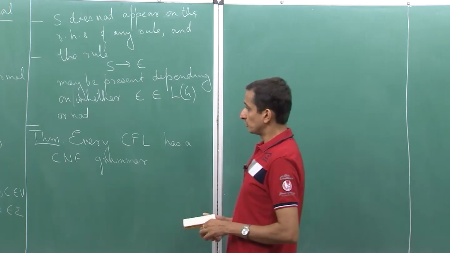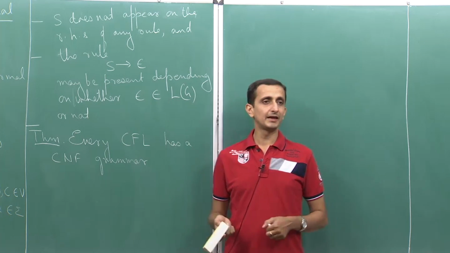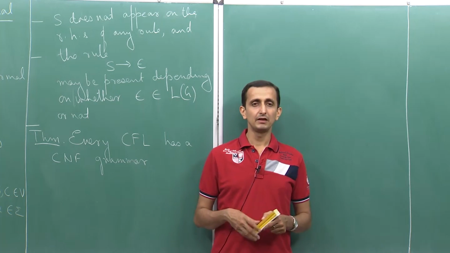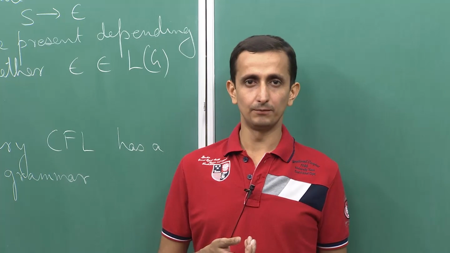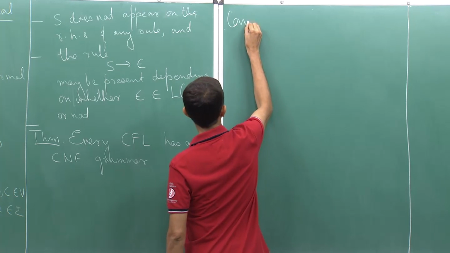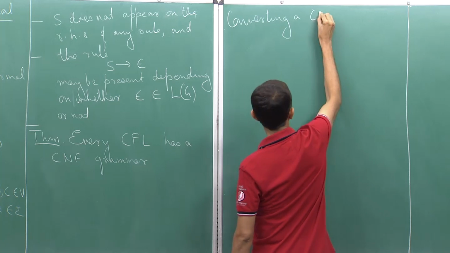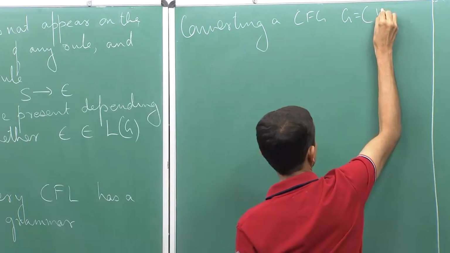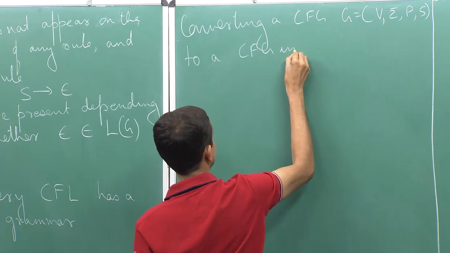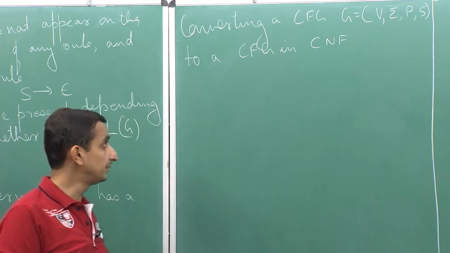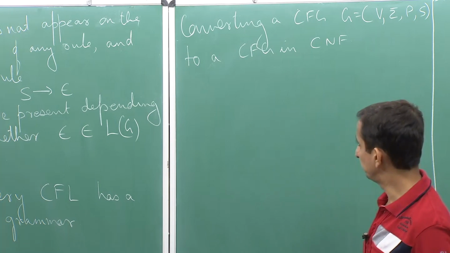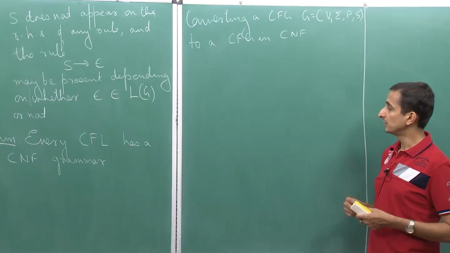So, what we will do today is we will prove this, and our proof will again be a constructive proof, in the sense that we will take a context free language and we will take any grammar for that language. It can be any arbitrary grammar, and we will show how to convert that grammar to a grammar in Chomsky normal form. Converting a CFG to a CFG in Chomsky normal form. Of course, when we say we convert, both the grammars must accept the same language. How do we do this? We will devise an algorithm, and the algorithm will follow a step by step process.